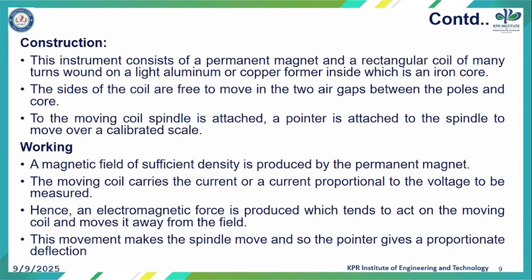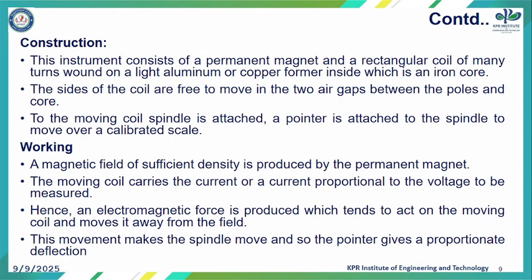Construction. The instrument consists of the permanent magnet which is shown in the diagram and a rectangular coil of turns on a light aluminum or copper former inside which is an iron core. The sides of the coil are free to move in the two air gaps between the poles and the core. To the moving coil a spindle is attached. A pointer is attached to the spindle to move over a calibrated scale.